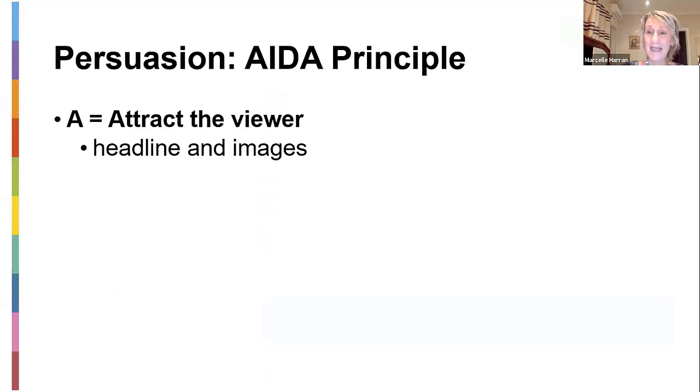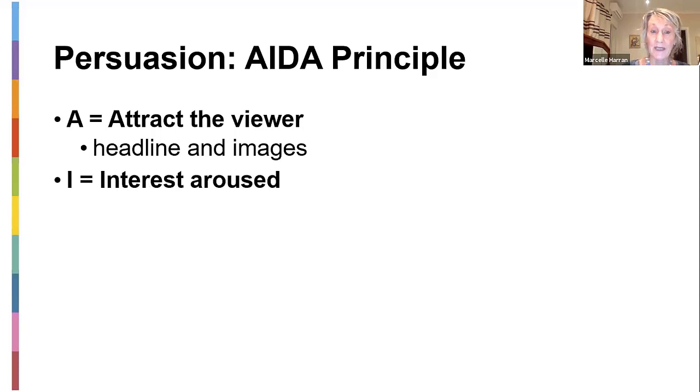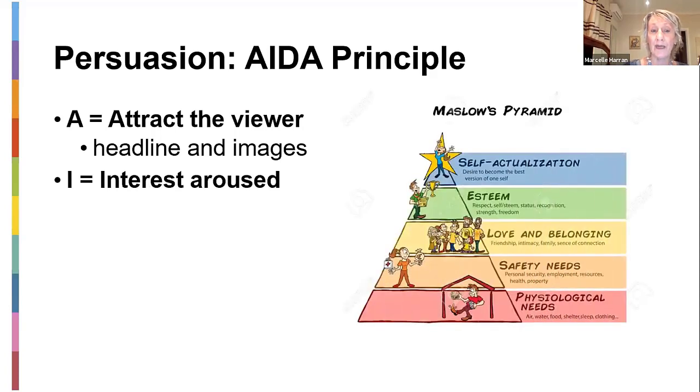Okay, also in advertising, they've got the AIDA principle to analyze. So there's the A, which stands for attract the viewer. So the first thing you do is look at the headline or the image. And then you look at the I of AIDA, and that's your interest aroused, and that is normally through our needs.